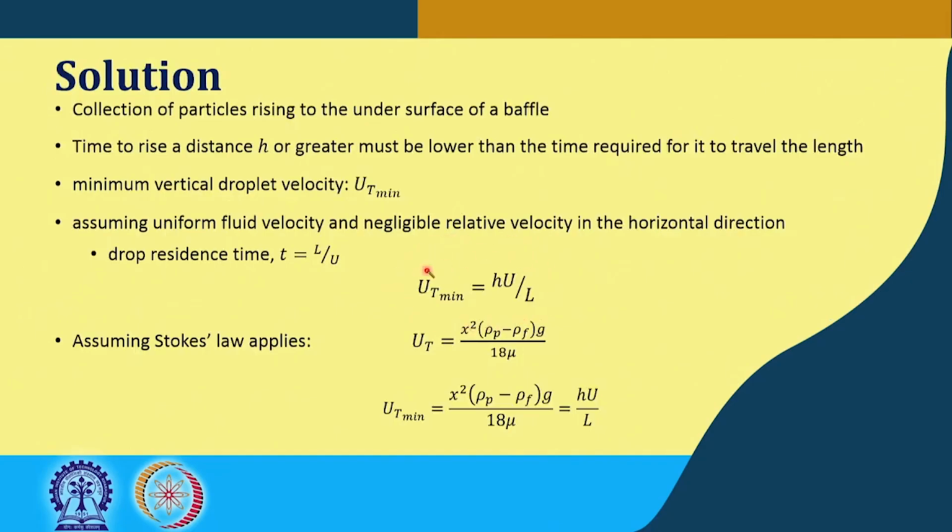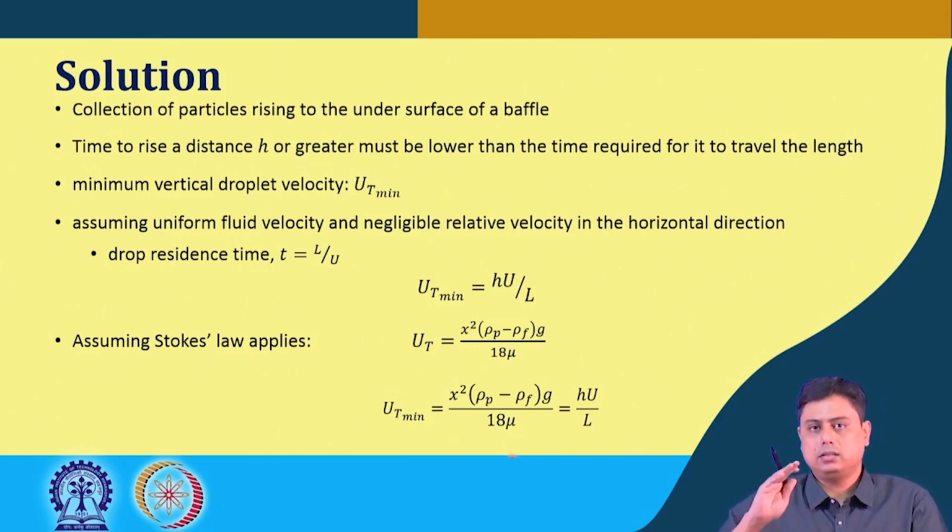Now, if we assume that Stokes law applies, or the Stokes law region is valid for this problem, then ut has this expression: the particle diameter squared multiplied by the relative density multiplied by g divided by 18 mu, and this now equals this minimum requirement, hU by L. So, this is the minimum criterion to have 100% collection efficiency, that all particles, irrespective of their initial position, should have this much minimum ut to come to the height h.